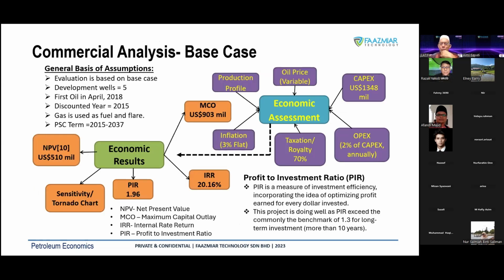Okay, I think we're almost at the end. So this is more like the commercial analysis, just to give you some idea that when we do the economic analysis, we cover all the inflation rate, royalty, and so on. And of course, the results will be the PIR, IRR, and this is the MCO, the maximum exposure. So for the project, for example, what MCO means is the maximum capital the project will require, 903 million.